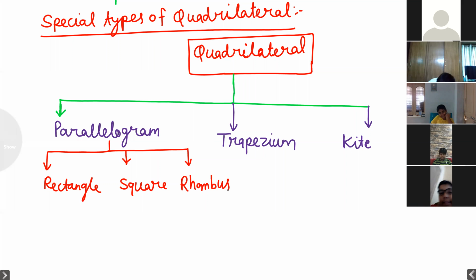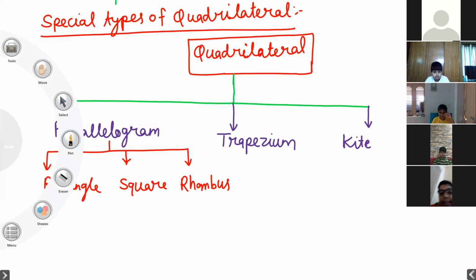There are three sons of the grandfather: parallelogram, trapezium, and kite. Again, parallelogram has three kids: rectangle, square, and rhombus. Understood? Now, why have I drawn this figure? This figure is very, very important. Listen carefully, everyone.